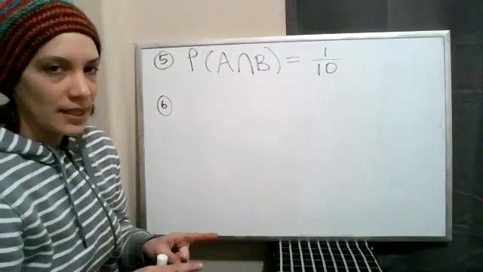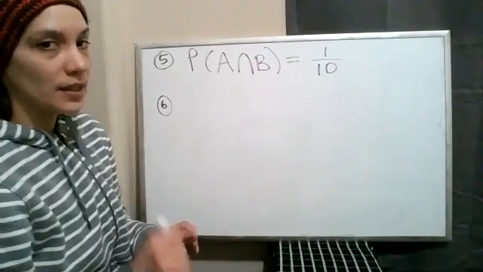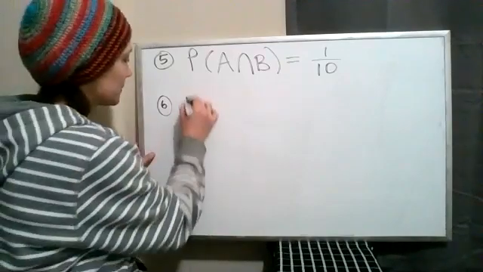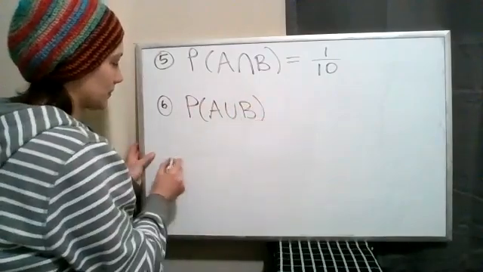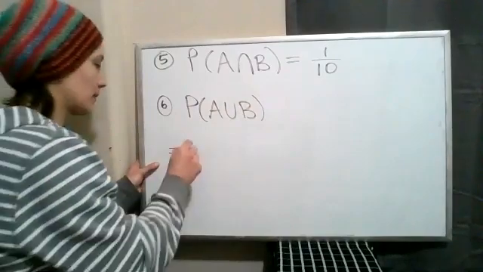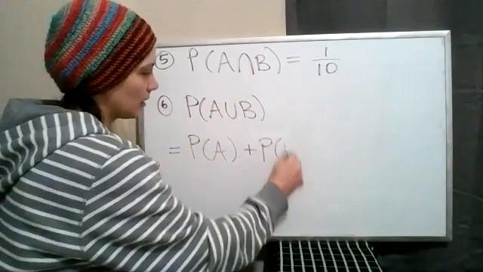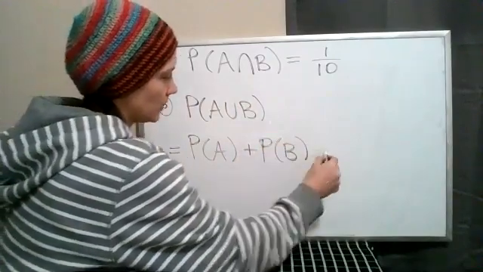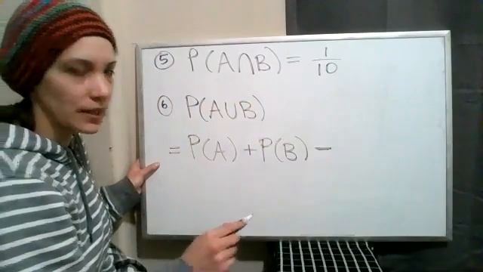So last part of this example is find probability of A union B. I'm going to use the rule. Probability A, add probability B, subtract probability A and B.